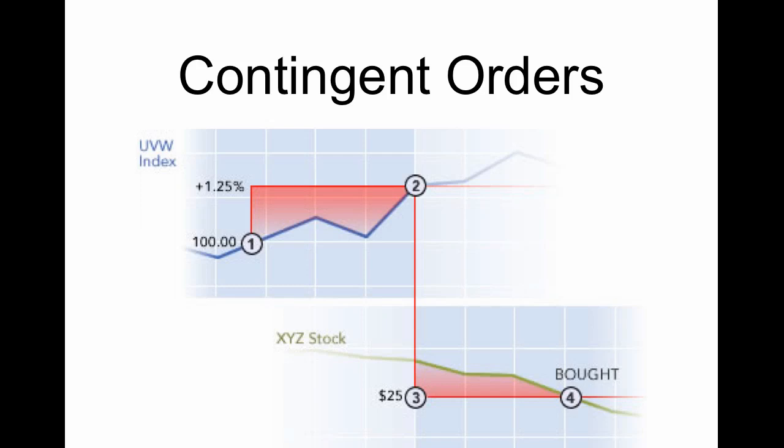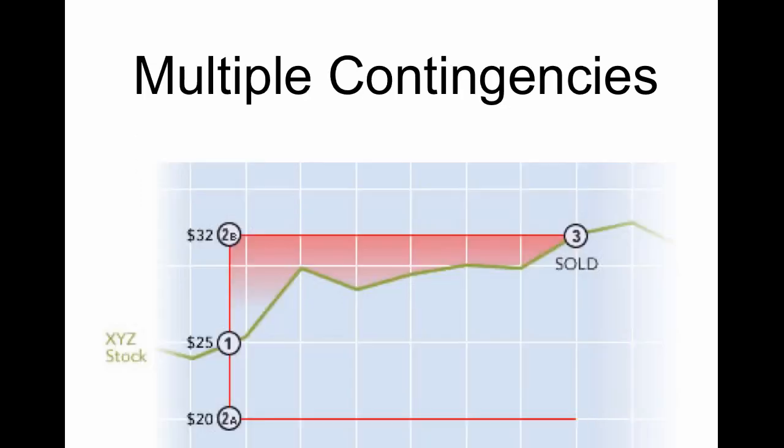On the bottom side of this chart, you can see that you have XYZ stock. So let's say that you want to buy the stock at $25. You're going to place a contingent order to buy the stock whenever it gets down to $25. In this case, you wait a little bit and then it gets down to $25, and in circle 4, an order automatically goes into the market that's going to buy that stock at $25. Now, should XYZ stock never trade to $25, your order never gets entered into the market.